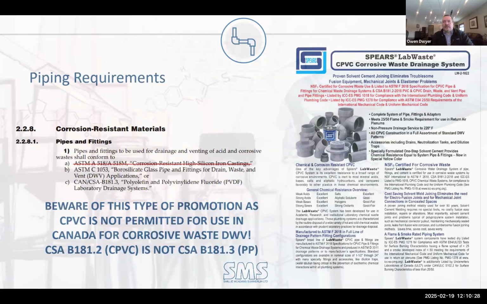Spears, for example, is a great company that has been around for a long time. They do have a CPVC corrosive waste product, as shown here in their flyer on the right-hand side. And you can see in the red that it does mention certifications to a CSA 181.2. So it's fine in some aspects, but not for corrosive waste here in Canada. If you look through, again, on the left-hand side, the requirement is CSA 181.3. So that 0.2 and 0.3 difference is very, very important, because it's specific to the material.